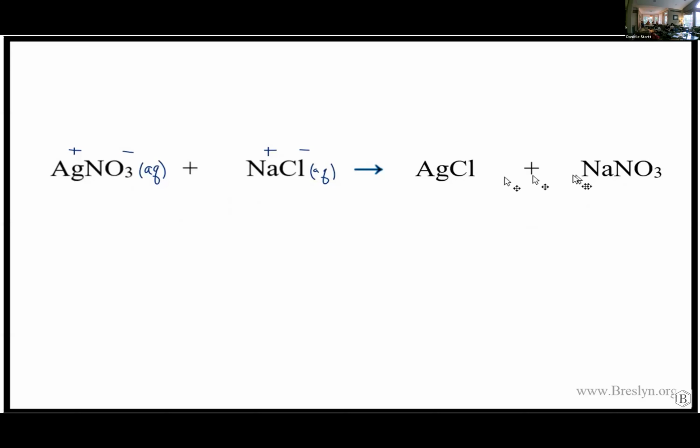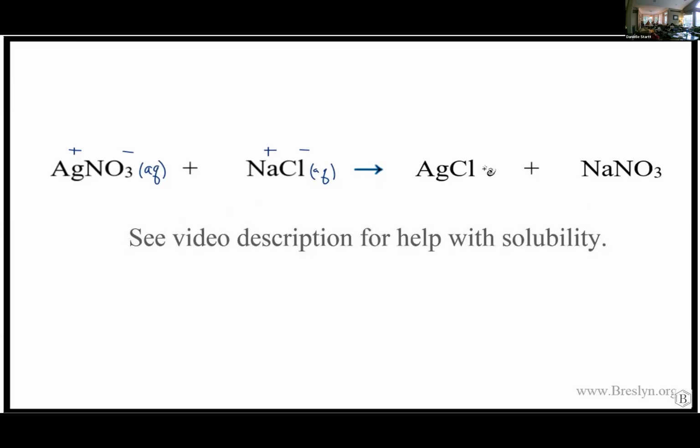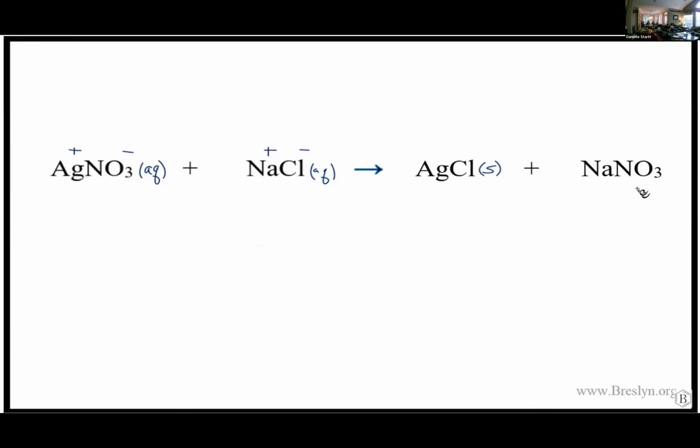The way to do it, we can look up on a solubility chart that AgCl is going to be insoluble. It's not going to dissolve. So we'll put a solid after that. And then NaNO3, sodium nitrate. Nitrates are usually soluble, or we could look it up. This is going to be aqueous as well. So it's soluble. That means it dissolves and it's aqueous. So now we have our precipitate for the net ionic equation.